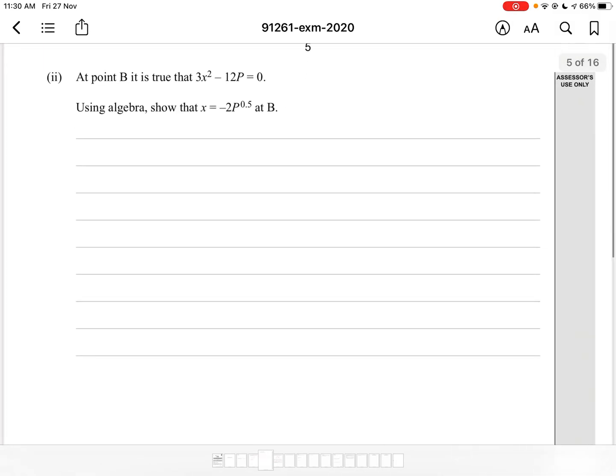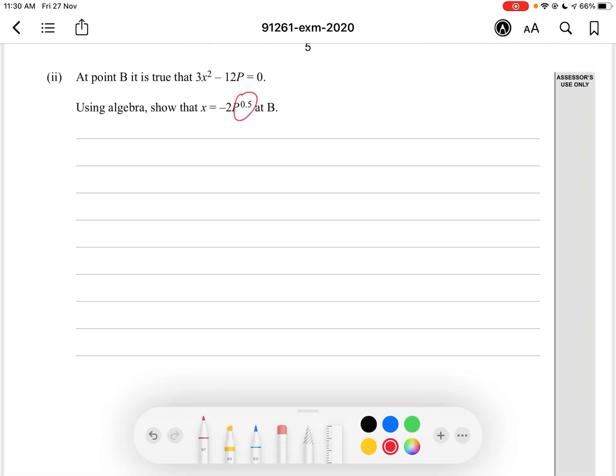Question D. Question CII. At point B, it is true that 3x squared minus 12p equals 0. Using algebra, show that x equals -2p to the power of 0.5, or if you don't like that way of writing it, p to the power of 0.5 is the square root of p. It's the same thing. So we need to use algebra to show that x equals -2p to the power of 0.5 at B.